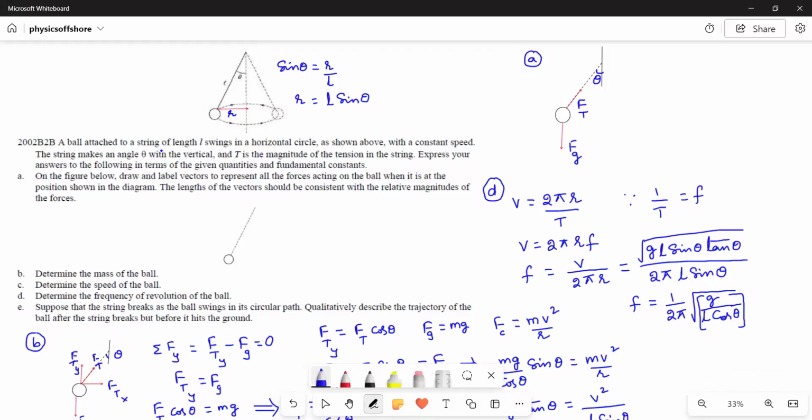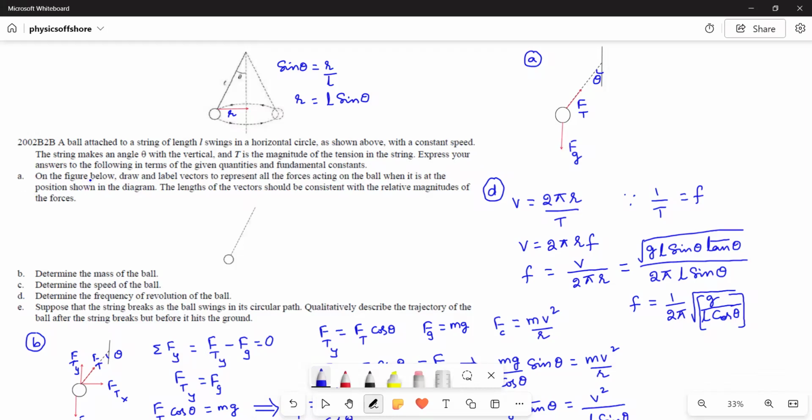A ball attached to a string of length L swings in a horizontal circle as shown above with a constant speed. The string makes an angle theta with the vertical, and T is the magnitude of the tension in the string. Express your answers to the following in terms of the given quantities and fundamental constants.